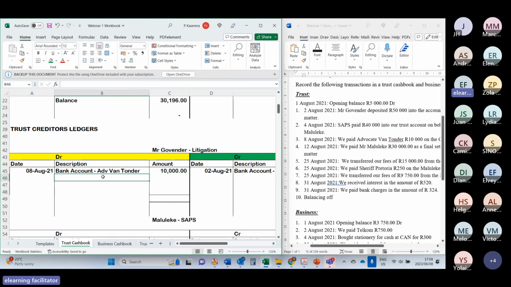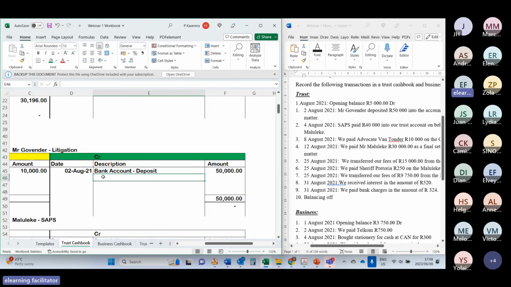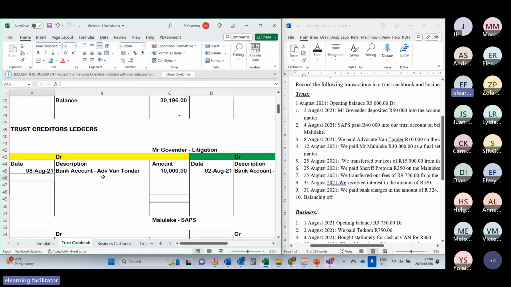In this case, the debit is because we are reducing. Remember, this is our creditor. So we are no longer holding 50,000. We are holding less. Why? Because we've paid the advocate on his behalf.